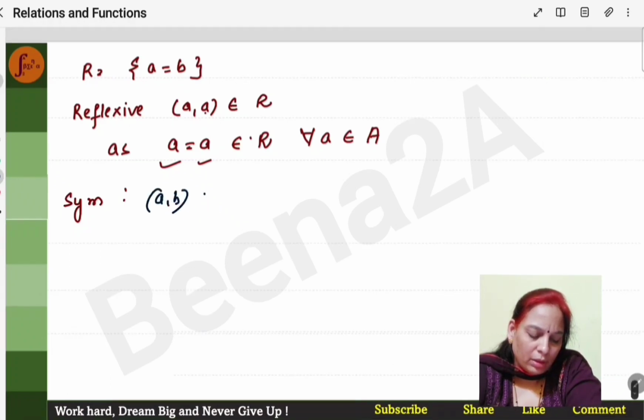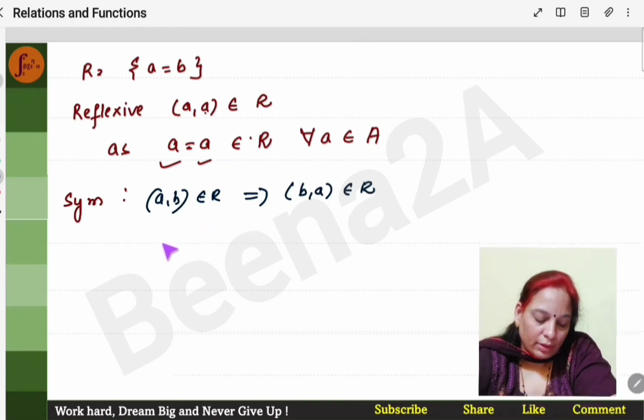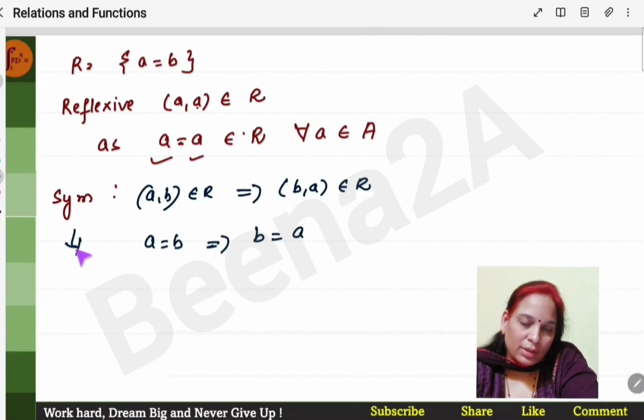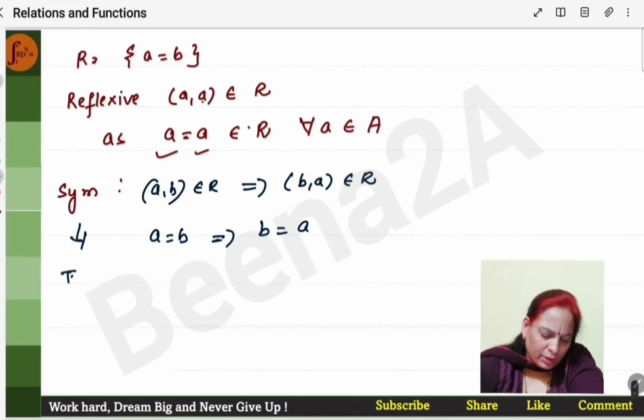A comma B belongs to R implies that B comma A belongs to R. This is simple, right? A is equal to B implies that B is equal to A. Straightforward. So we can say R is symmetric because A is equal to B implies that B is equal to A. Now we'll see transitive.